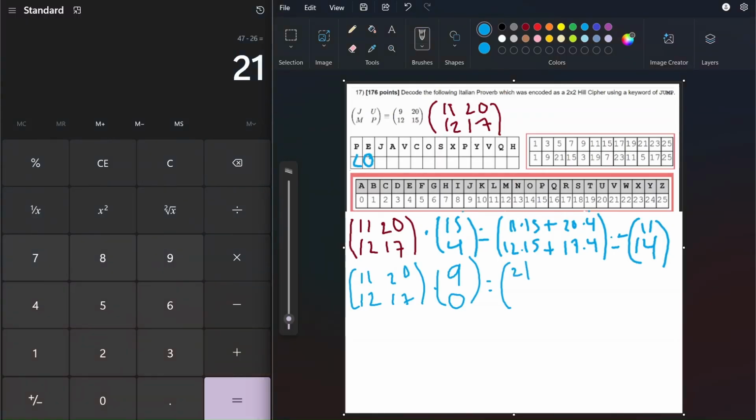It's 21. And now let's do 12 times 9. 12 times 9 is going to be 108, I believe. 12 times 9 is 108, minus 104, and you get 4. 21, 4, we set that equal to it. That's going to be V and E.